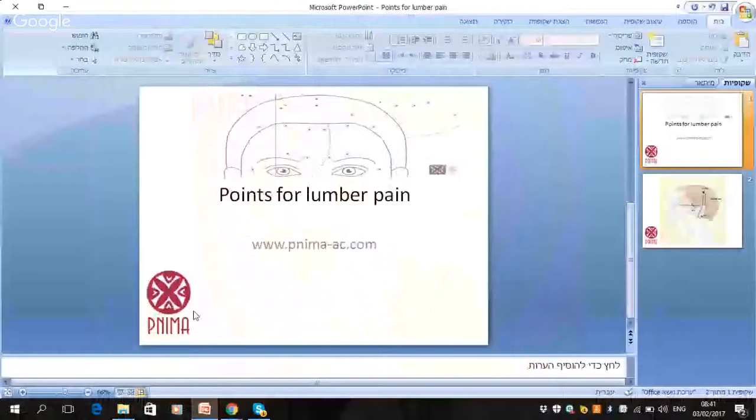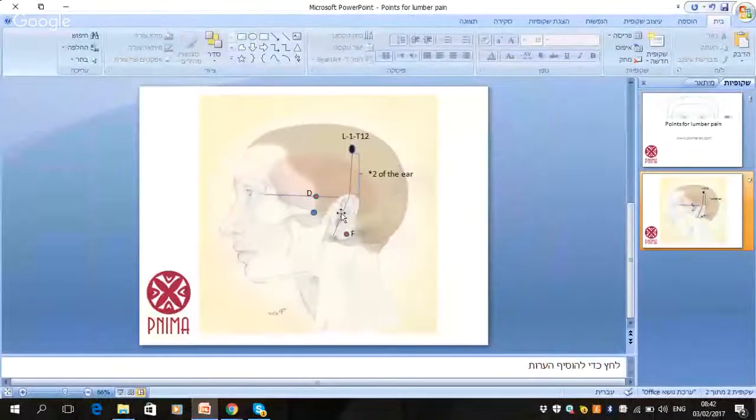Maybe it'll be easier if I do it this way, where you can see my mouse. So what I have here, I have the whole ear. I'm multiplying the height approximately on the apex line. And around this area, I'm looking for sensitivity. When I find the sensitivity in this area, I will needle it. At the same time, after you have needled this point, ask the patient to move around and see how he feels. So that is point number 1. The needling direction of this point is not important.